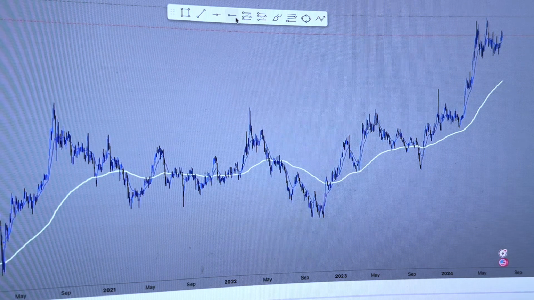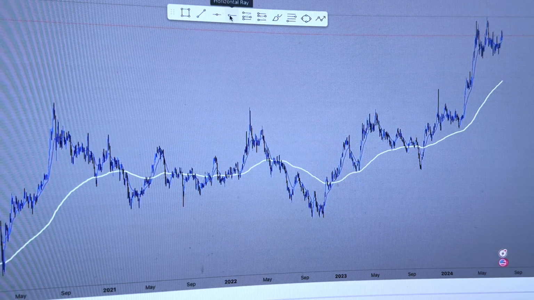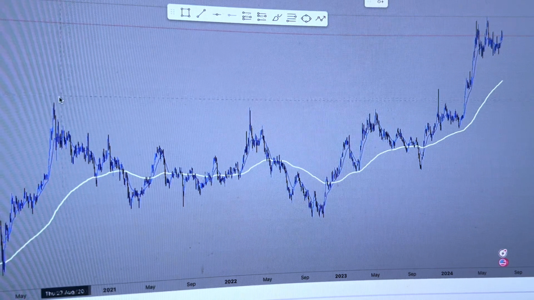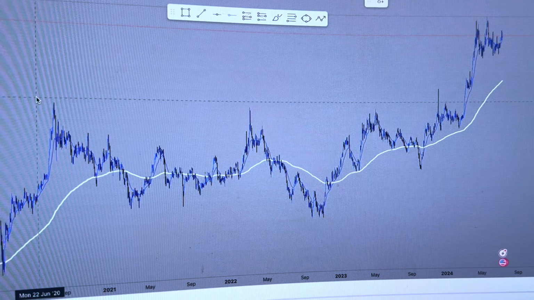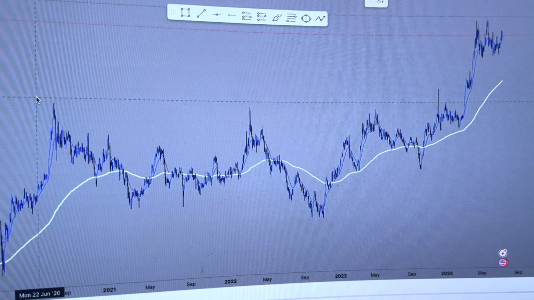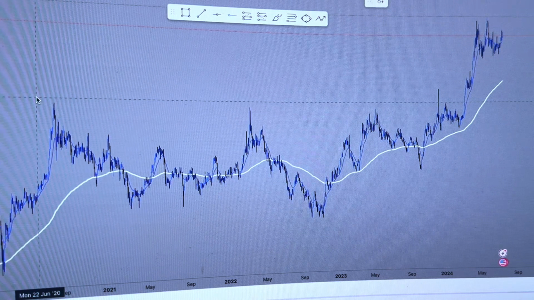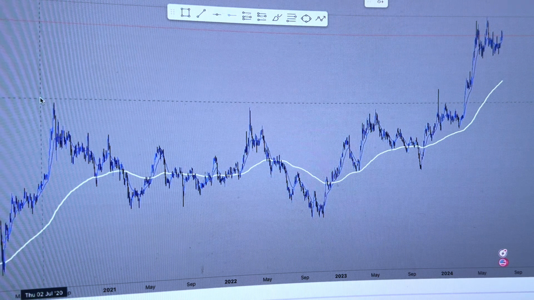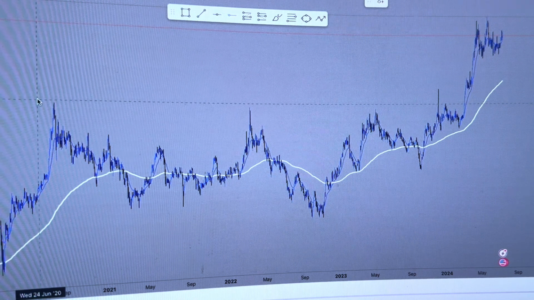What I do is I like to start on the daily time frame to be able to find these key levels. You can either use a horizontal line or horizontal ray. You can use a rectangle box to mark these levels off. It's strictly your preference. For the sake of this video, I'm just going to use the horizontal ray tool.